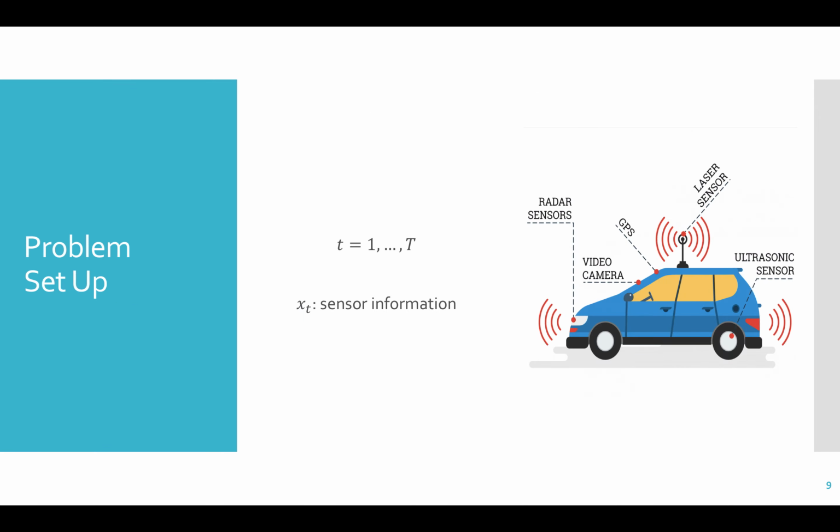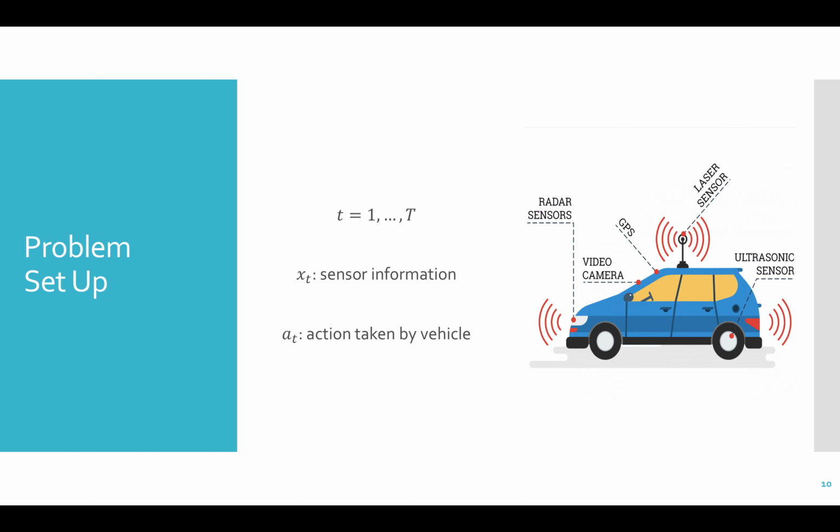Here's the problem setup. At each time point, t equals 1 to capital T, the car receives some sort of sensor information, x_t, like radar sensors, video information, GPS, any of these things. This is the input, or the sample, and then the car must take an action, a_t. That's going to be the output. What can the action be? Well, it could be different steering directions as well as speed changes: increasing, decreasing, or maintaining.